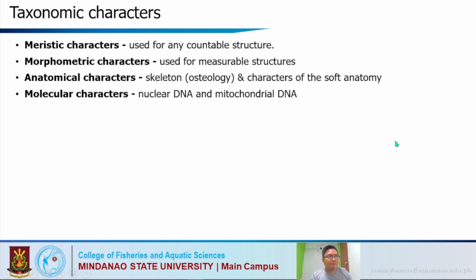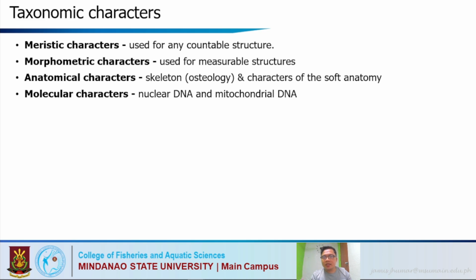Now, as I have said a while ago, there are different taxonomic characters. Here in our discussion, we will be focusing our attention on the four taxonomic characters, namely meristic characters, morphometric characters, anatomical characters, and molecular characters.